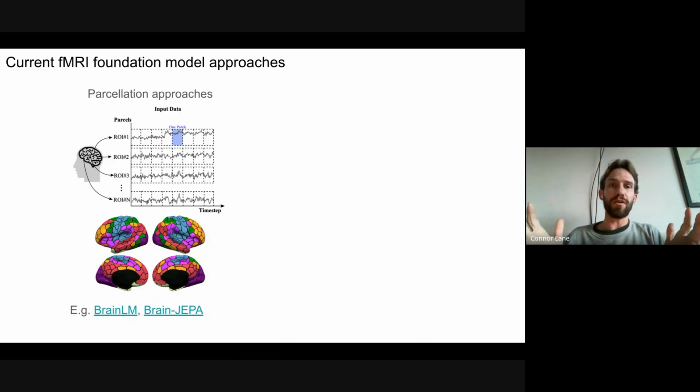Whereas the raw fMRI data is a big volume of 100 by 100 by 100 tiny voxel cubes, this is now just 400 by number of time steps. So you've lost a lot of information doing this.